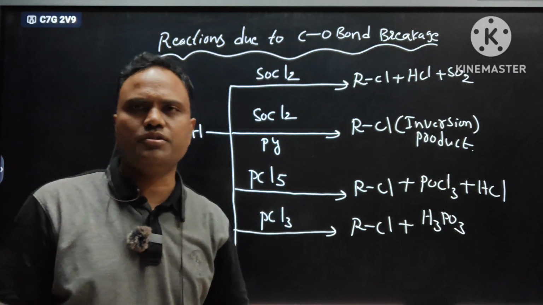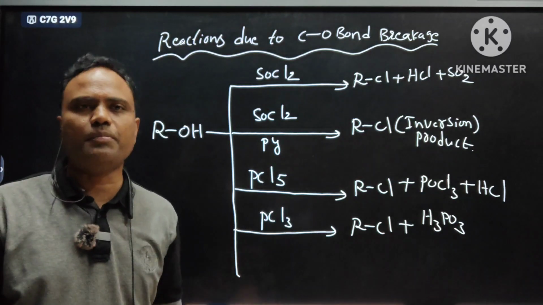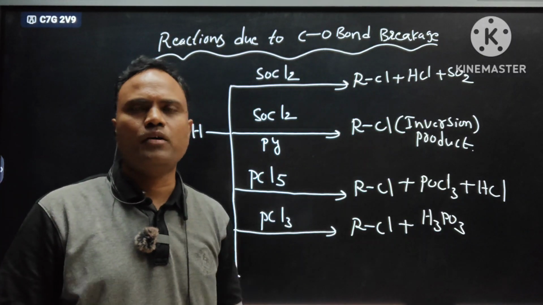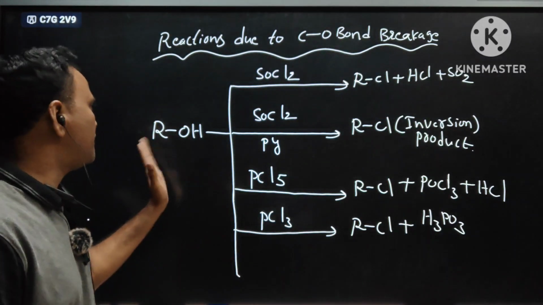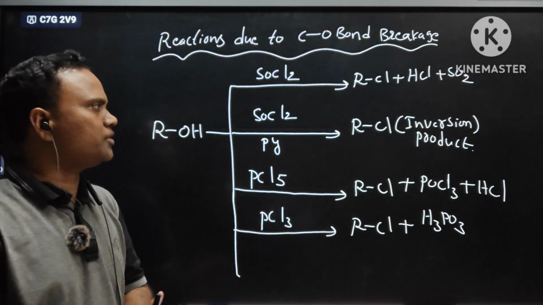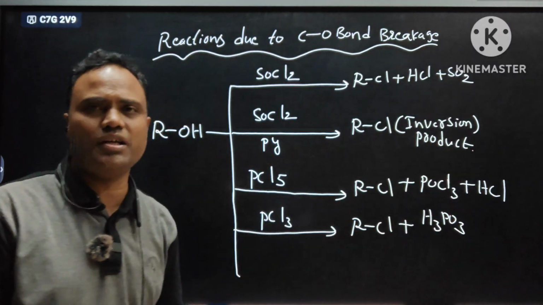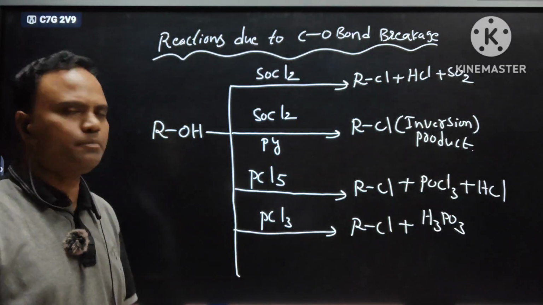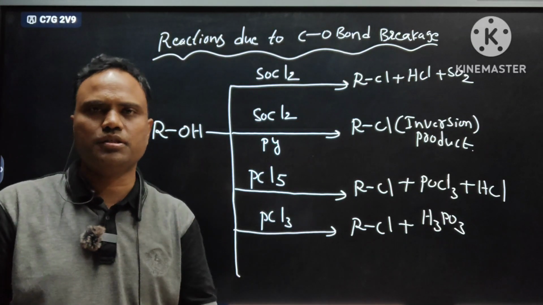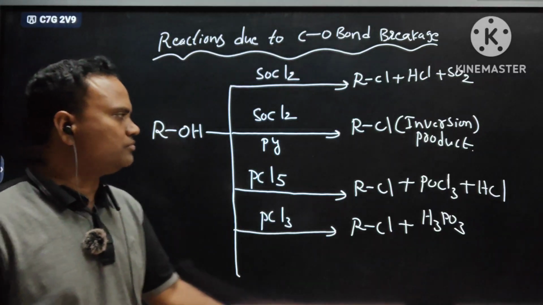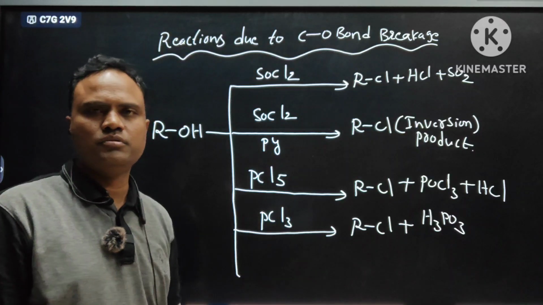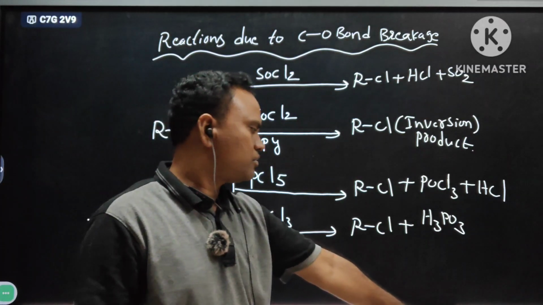Reactions due to CO bond breakage. Sometimes you will get a question on the type of cleavage also. When alcohol is treated with SOCl2, alkyl halide is formed. What type of cleavage is involved? Carbon-oxygen bond cleavage is involved. Right? Let us take some examples and understand what is the inversion product and what is the retention product with SOCl2. With PBr3 also, retention product or inversion product? With PBr3, inversion. Let us start examples. Shall we go to the next page, all of you? Right.